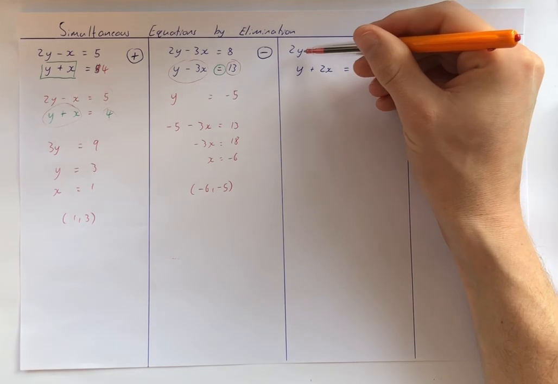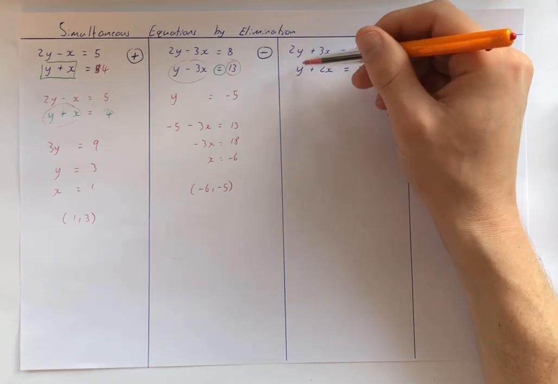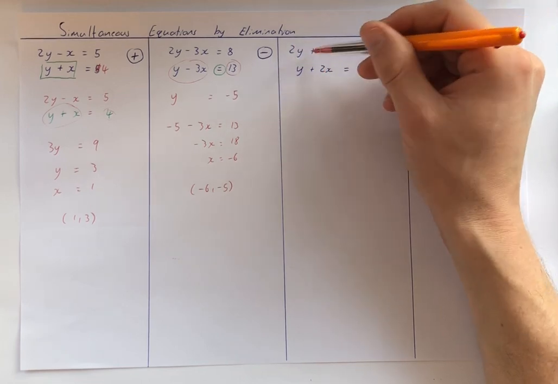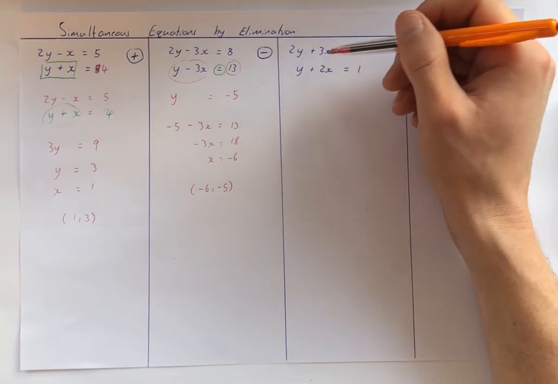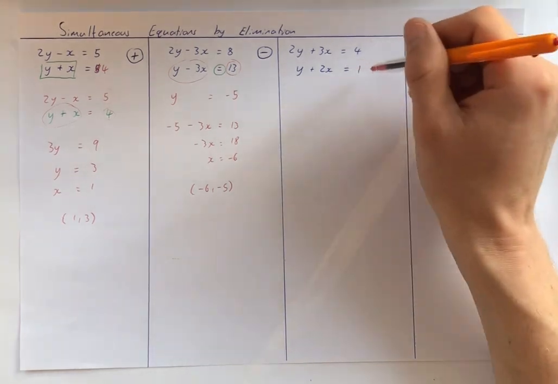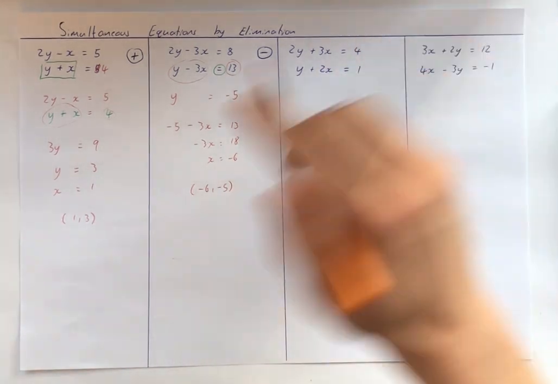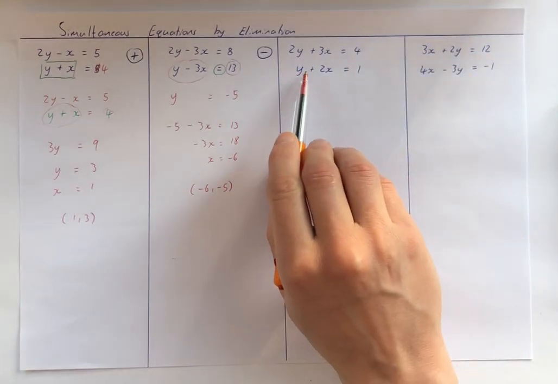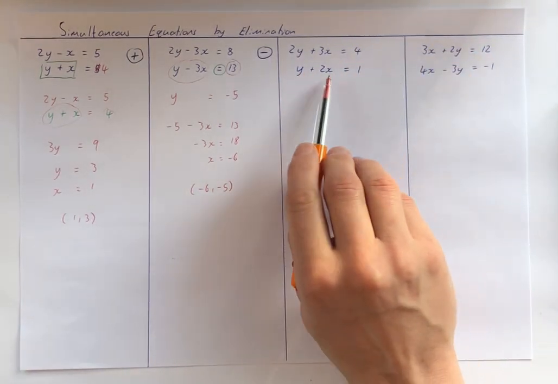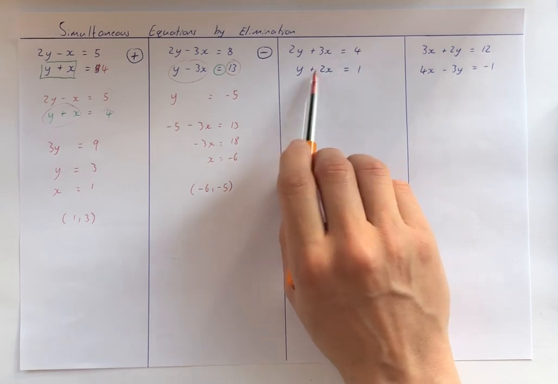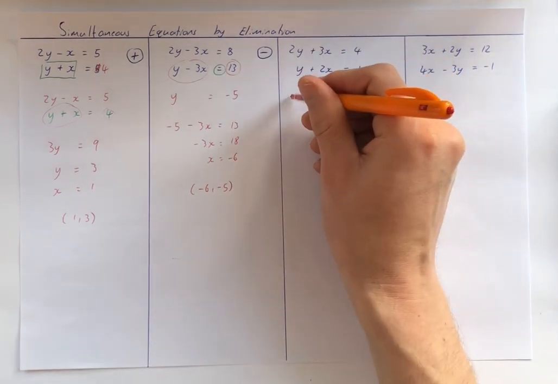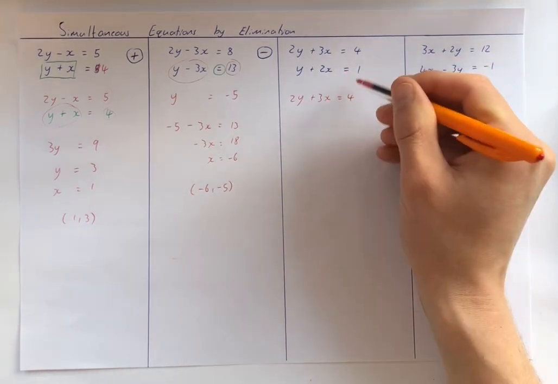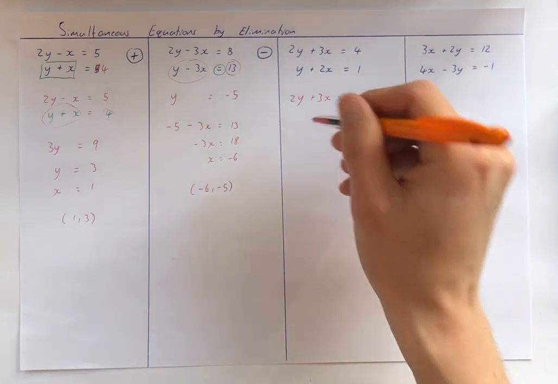Okay, can I add and get rid of y's? No. Can I add and get rid of x's? No, the signs are all positive. Can I subtract? No. So I have to do something to one of these equations before I can run the addition or subtraction. What I'm going to do is multiply all of the second equation by 2. Now I'm allowed to do that because I'm doing the same thing to both sides. So let's keep that first equation, 2y plus 3x equals 4, and change how the second equation looks by multiplying everything by 2.